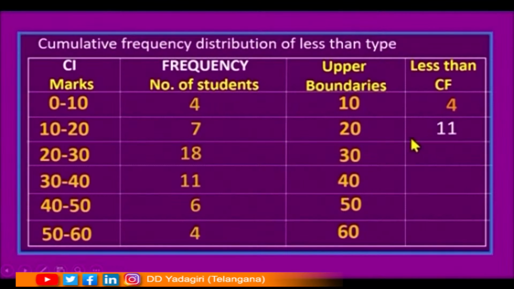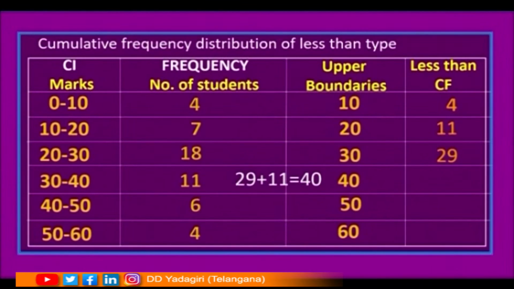So if you say that the interval is 0 to 20 here, so 20 students, you got 4 plus 7 is 11 here. So you can say that 11 students have got less than 20 marks. Likewise this 11 you are going to add to 18, the frequency of our current class. So 11 plus 18 is 29. So 29 is the cumulative frequency of the class interval 20 to 30, or you can say 29 students have got less than 30 marks.